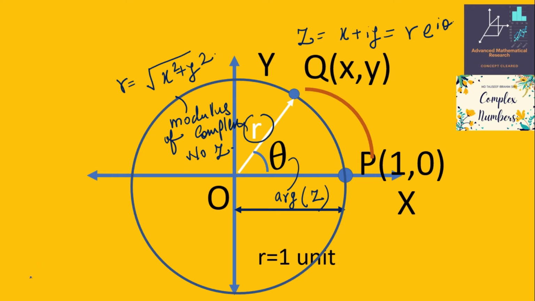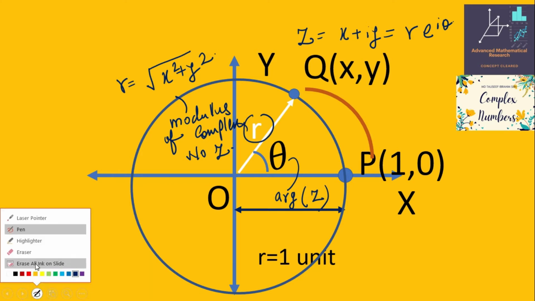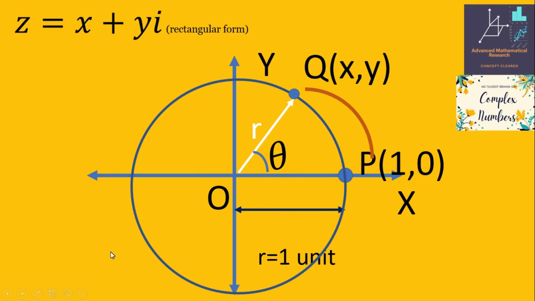The modulus of the complex number, r, can be represented as the square root of x squared plus y squared. So let's move on. In rectangular form we can write the complex number z as x plus y times i, and in polar coordinates that can be represented as r times e raised to i times theta.